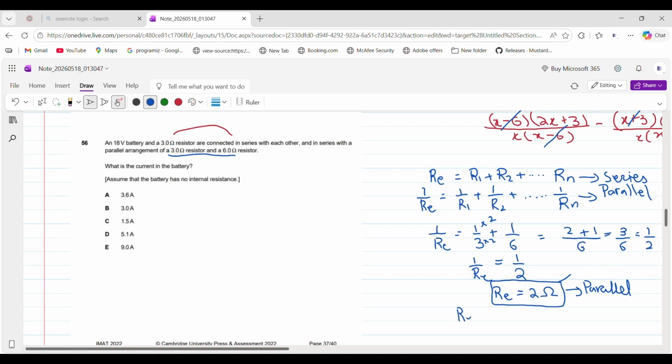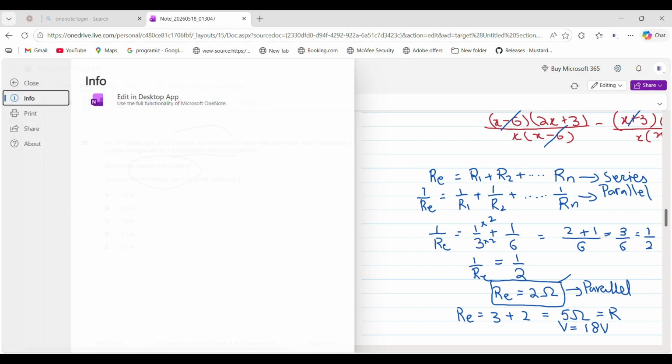So in series we have the formula Req equals 3 ohm connected in series with these two parallel ones. These two in parallel are basically 2 ohm, right? So 3 plus 2 ohm is 5 ohm. And they have said a battery with voltage 18, so 18 volt battery. This is our R. We are supposed to find the current of the battery.